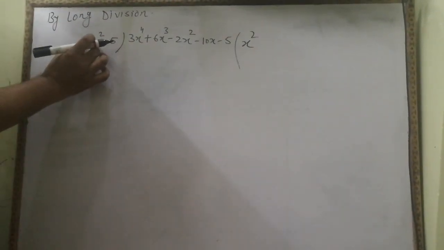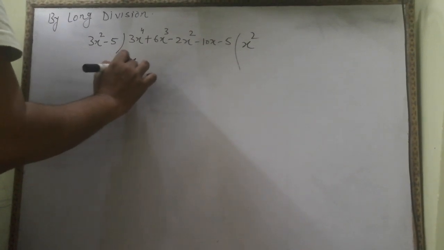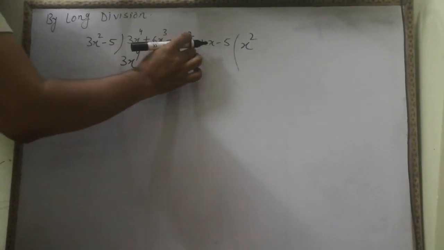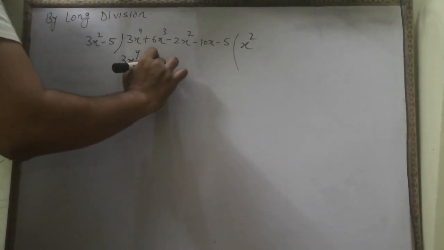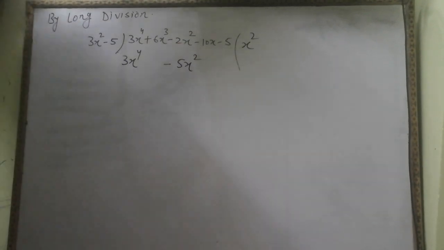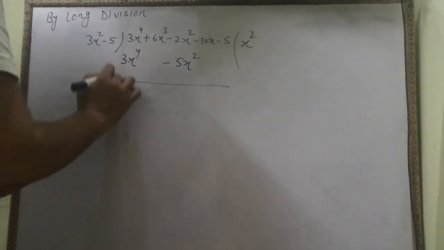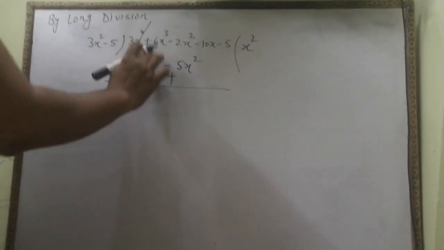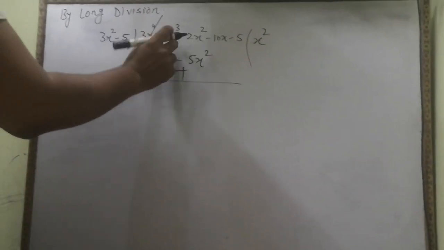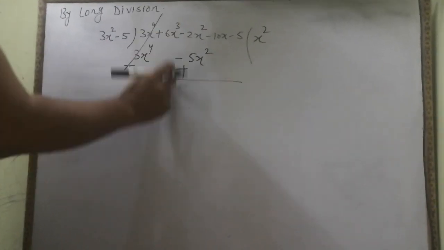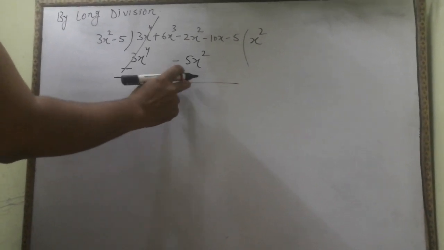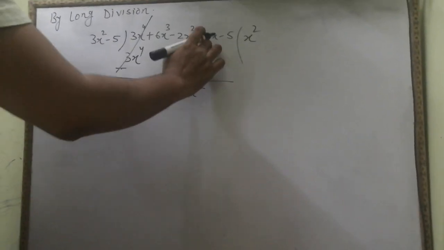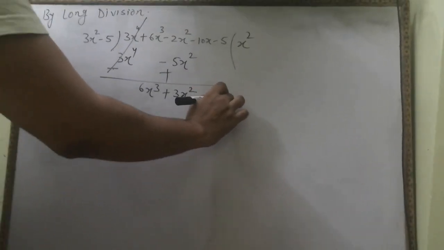Now multiply this, 3x square into x square, it will be 3x to the power 4. Now minus 5x square, so it is x square, so we will write just below the term, for like terms, minus 5x square. Now minus plus cancel out. This 6x cube is not participated in division, so we just write it down as it is. So 6x cube. Now plus 5x square minus 2x square, the result will be 3x square, then minus 10x and minus 5.